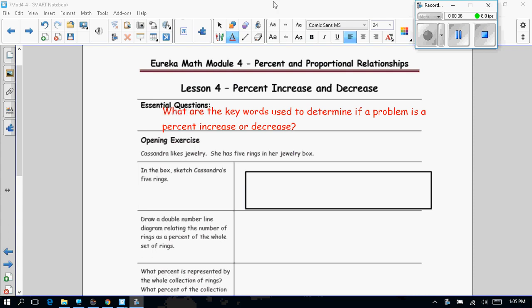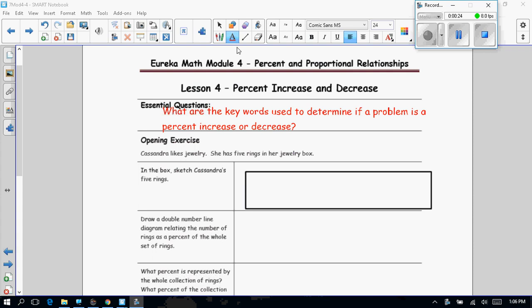Bells ringing, starting class. So we might as well start our lesson. I am on lesson 4, in module 4, on page 25. Percent increase and decrease. The essential question says, what are the key words used to determine if a problem is a percent increase or decrease?